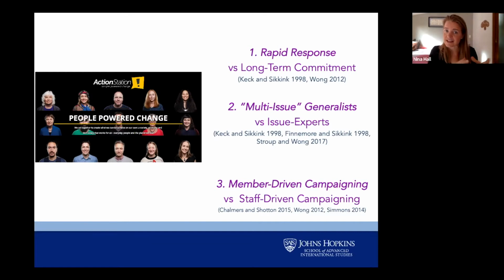The groups that I study are multi-issue generalists. They don't have issue expertise in-house. So while they might campaign on climate change, the way they'll do that is to mobilize people rather than to say, this is the specific technical solution or clause that you should have in a climate agreement. Their aim is mobilizing. And this takes me to the third element, which is that they're member-driven.